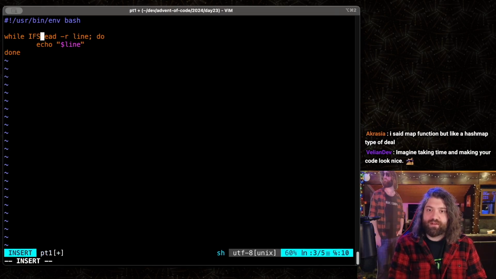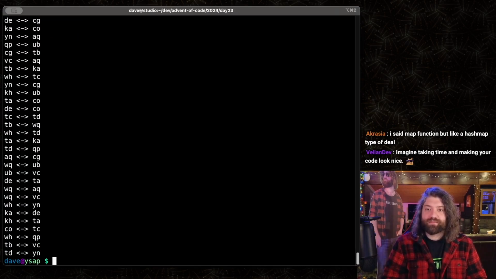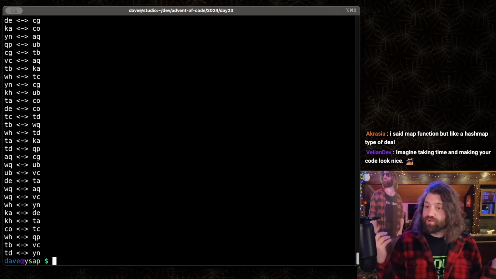So we can set the inner field separator to hyphen, and then we can read two things. Let's do A and B. So we'll have node A, and it's bidirectional to node B. So we're going to rewrite the output to look like that. Okay, cool.